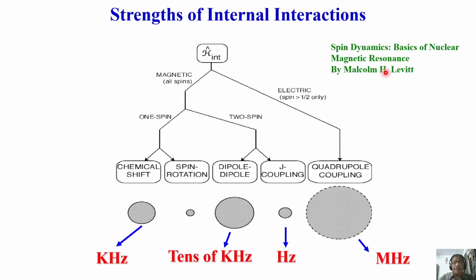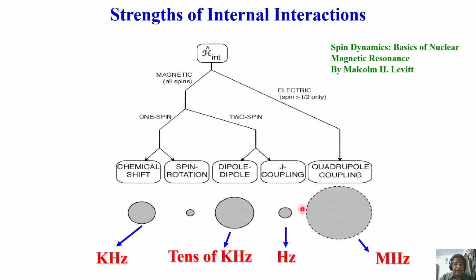Now, this is a picture taken from the book Spin Dynamics: Basics of Nuclear Magnetic Resonance by Malcolm Levitt. Fantastic, very beautifully he describes many concepts in that book. I suggest all of you please go through that book. It is a book worth reading and worth possessing. A lot of things have been discussed by one of the pioneers of NMR. You must read that.